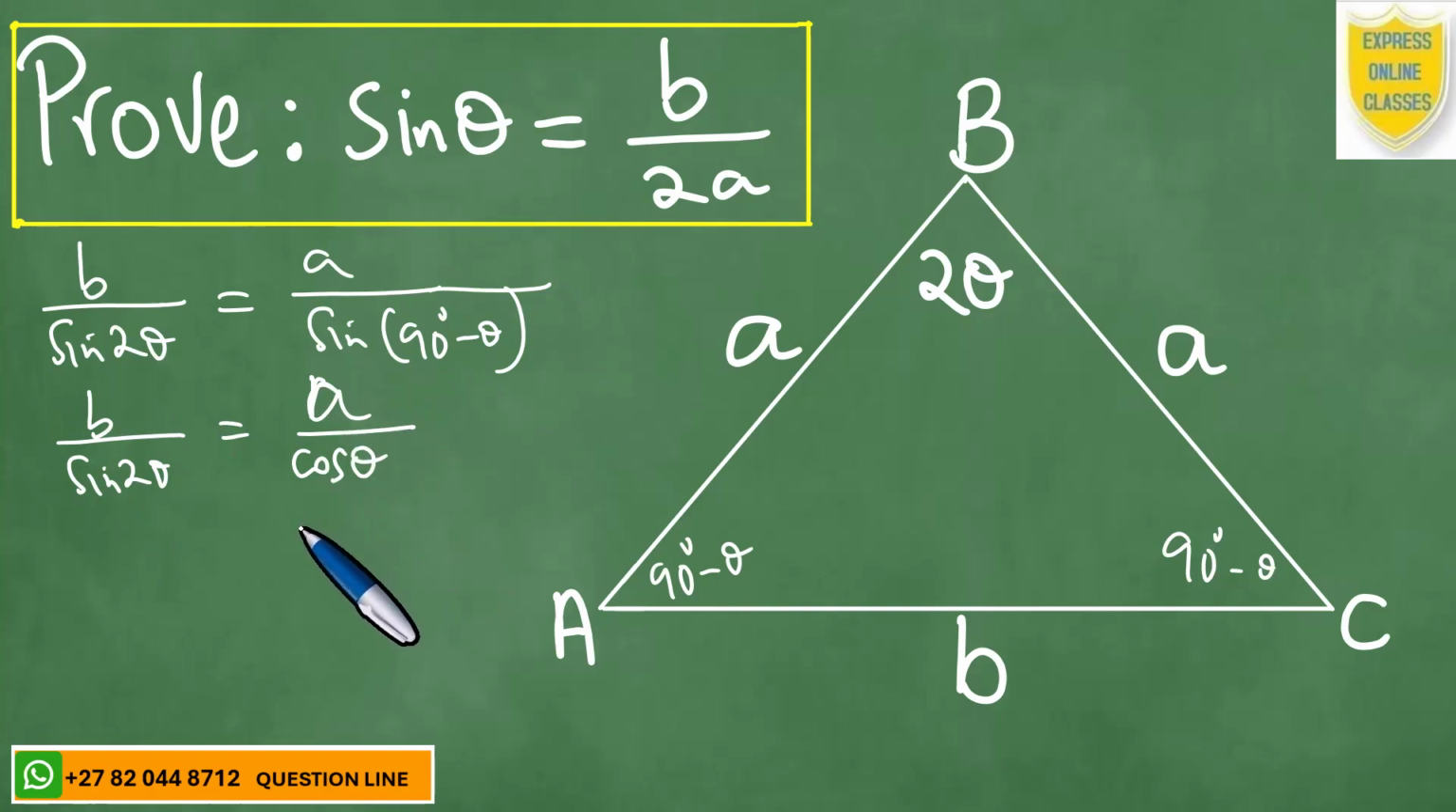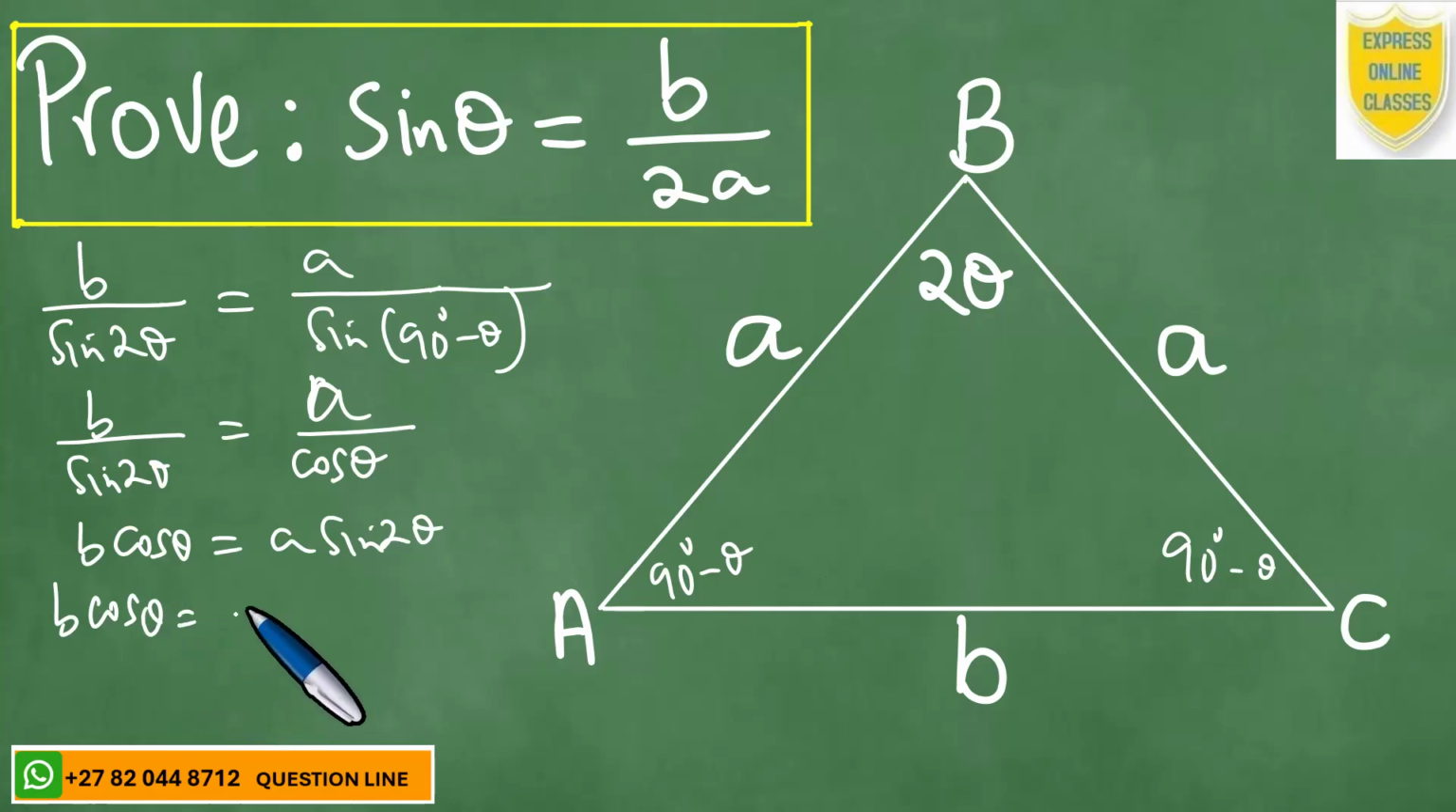At this point, we can actually be in a position to cross multiply, getting b cosine theta is a times the sine of 2 theta. B cosine of theta is a, and you multiply it by the following: 2 sine theta, cosine theta. And so now we're able to get exactly the following.